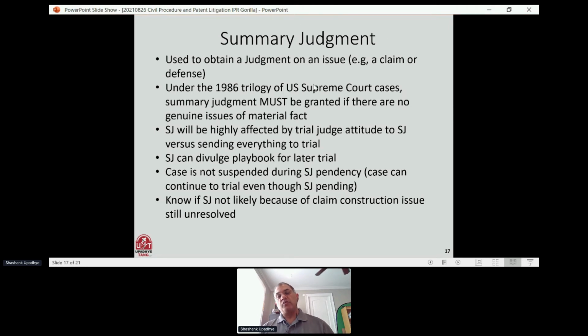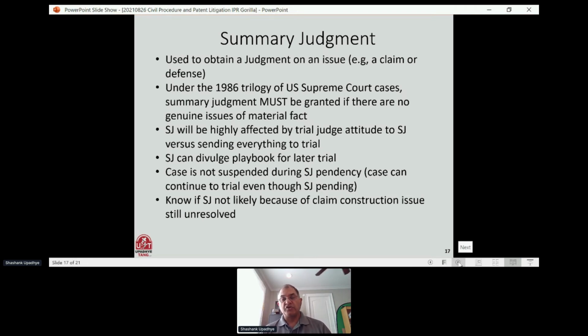Now, summary judgment will be highly affected by the trial judge's attitude toward summary judgment. Do they actually grant it, or do they still send everything to trial? The danger in summary judgment can be that it provides a playbook for the later trial, and that could be a problem. And unfortunately, the case is not suspended during summary judgment. So your case will continue, and it may even go all the way through a trial, even though you're saying we don't even have to have a trial because summary judgment is pending.